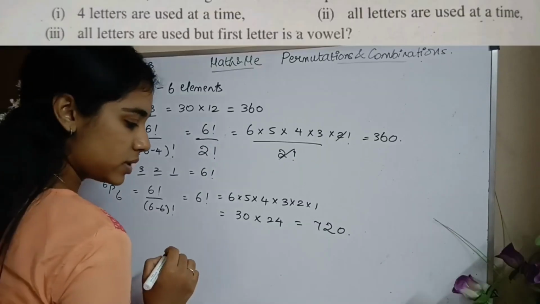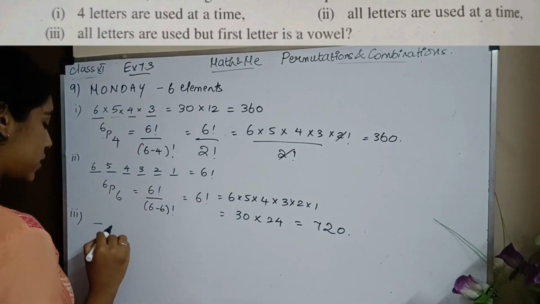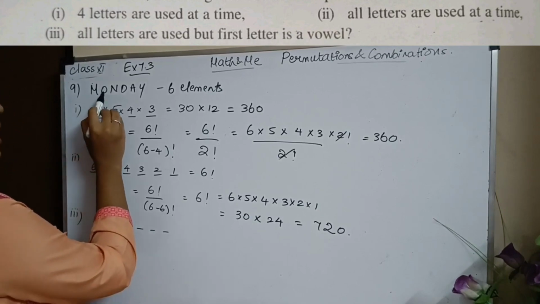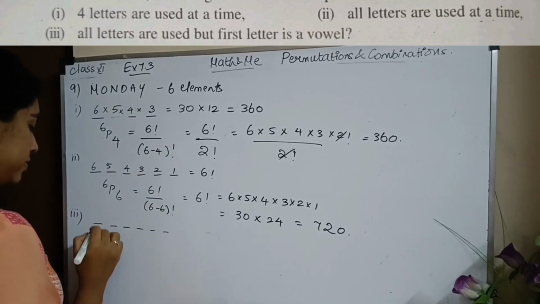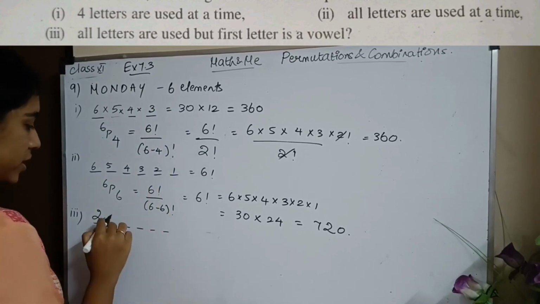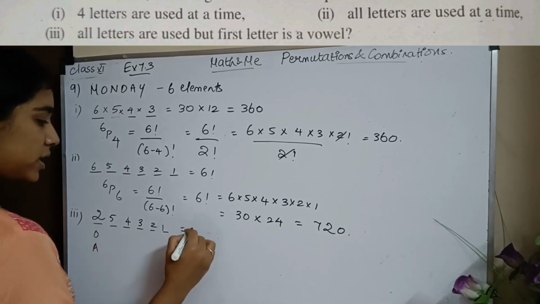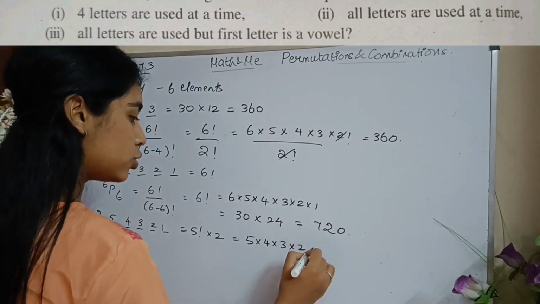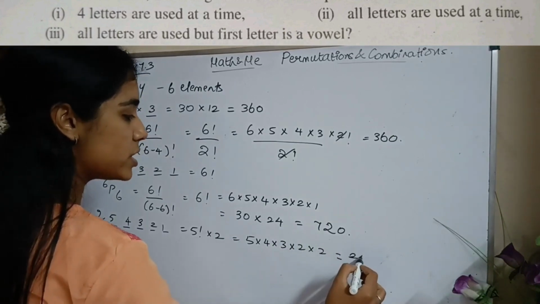Third option: all the letters are used, but the first letter is a vowel. All letters are used, so 6 letters: 1, 2, 3, 4, 5, 6. But my first letter is a vowel. What all vowels do I have? O and A. O, comma, A are my vowels. I'll write it down here. For the first letter, I have 2 options. I have 6 elements in total. Once one element is placed here, I have 5 remaining. So I have 5, then 4, 3, 2, 1. So this is basically 5 factorial times 2, which will be 5, 4, 3, 2 times 2. 5 4s are 20, 20 6s are 120, 120 times 2 is 240.